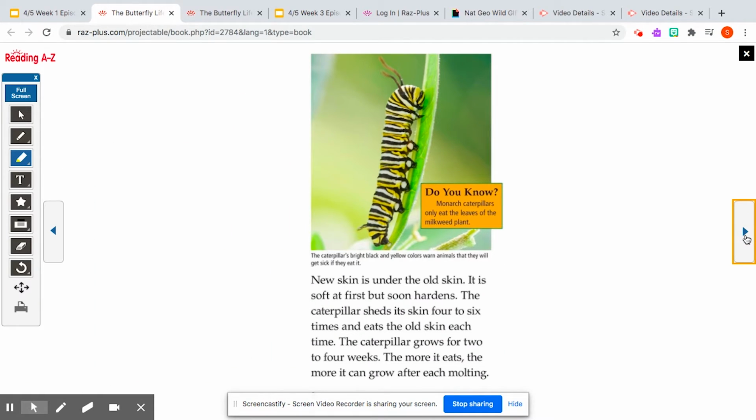Did you know monarch caterpillars only eat the leaves of milkweed plants? The caterpillar's bright black and yellow colors warn animals that they will get sick if they eat it. New skin is under the old skin. It is soft at first but soon hardens. The caterpillar sheds its skin 4 to 6 times and eats the old skin each time. The caterpillar grows for 2 to 4 weeks. The more it eats, the more it can grow after each molting.